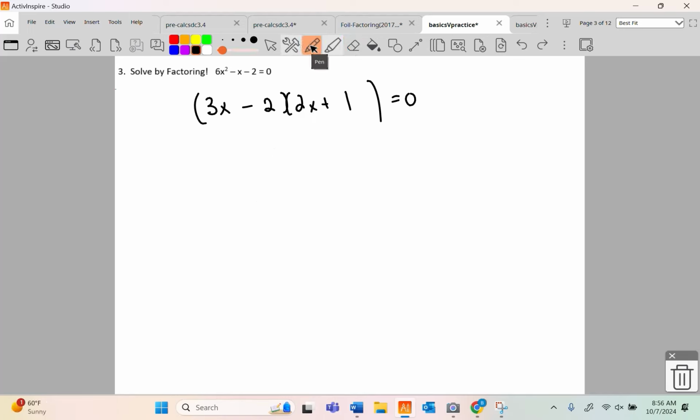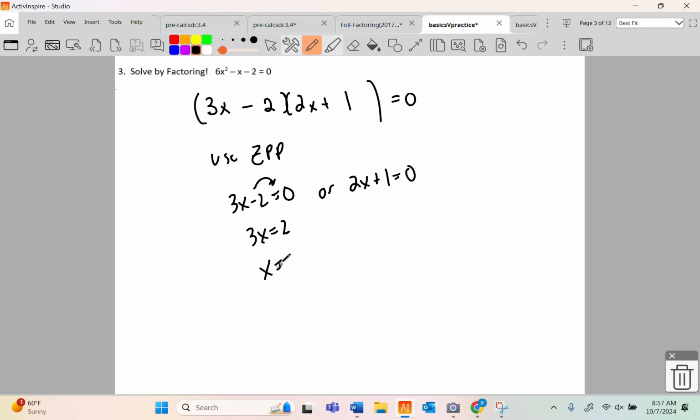Now I'm going to use that zero product property. I know that 3x minus 2 is nothing, or 2x plus 1 is nothing. Shift the 2 over, 3x is 2, divide by 3, x is 2/3. Shift the 1 over, 2x is negative 1, divide by 2, x is negative 1/2. There's your two solutions.